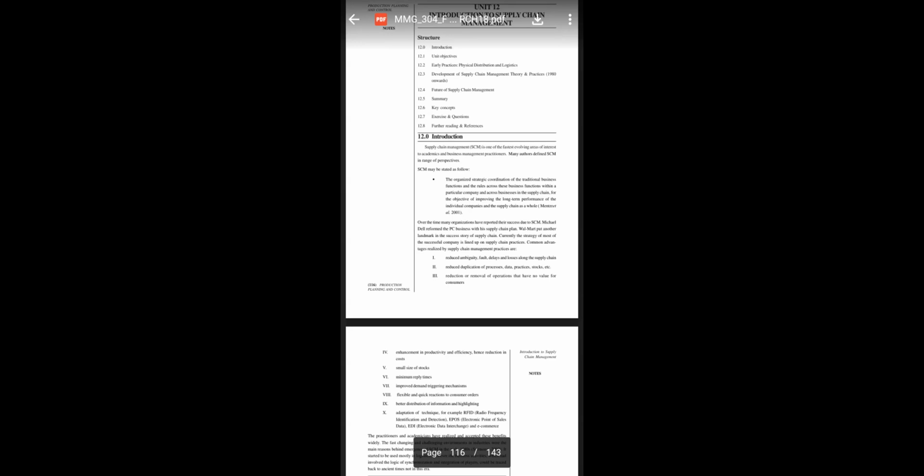Enhancement in productivity and efficiency, hence reduction in cost. Small-size costs, stocks, minimum reply times, improved demand triggering mechanisms, flexible and quick reaction to customer orders. Better distribution of information. Adaptation of technologies, for example RFID, that is radio frequency identification and detection, then EPOS, electronic point of sale and data, then EDI, electronic data interchange, and e-commerce. So these are all important supply chain management practices.